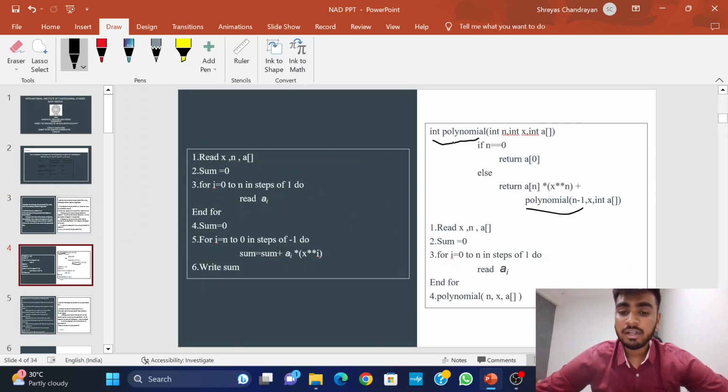Here is the algorithm for evaluating the polynomial using the recursive relation. First, we have taken a function polynomial and initialized int n, int x, and int array a. If n is equal to 0, we return a0. Else return a_n into x power n plus polynomial of n minus 1, x, and the int array. We call polynomial within itself as we are using a recursive method. Then we read x and an array a. Sum is equal to 0, for i equals 0 to n in steps of 1, read a_i, and print polynomial of n, x, and array a.